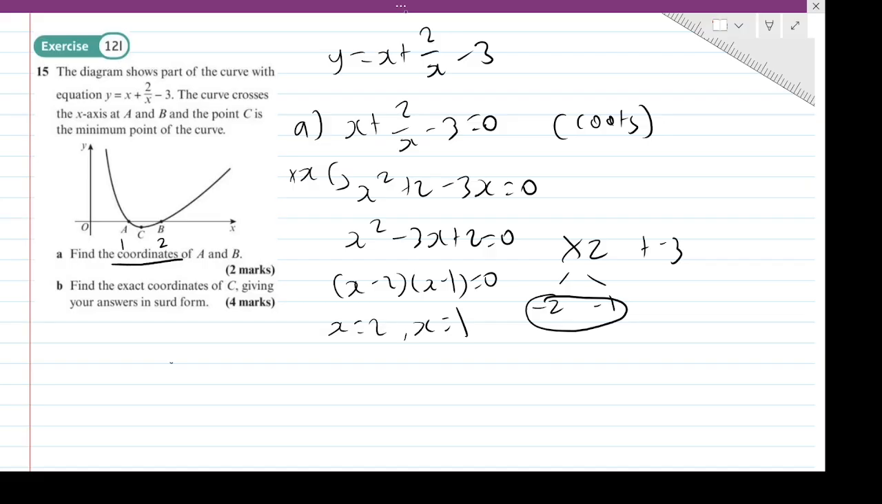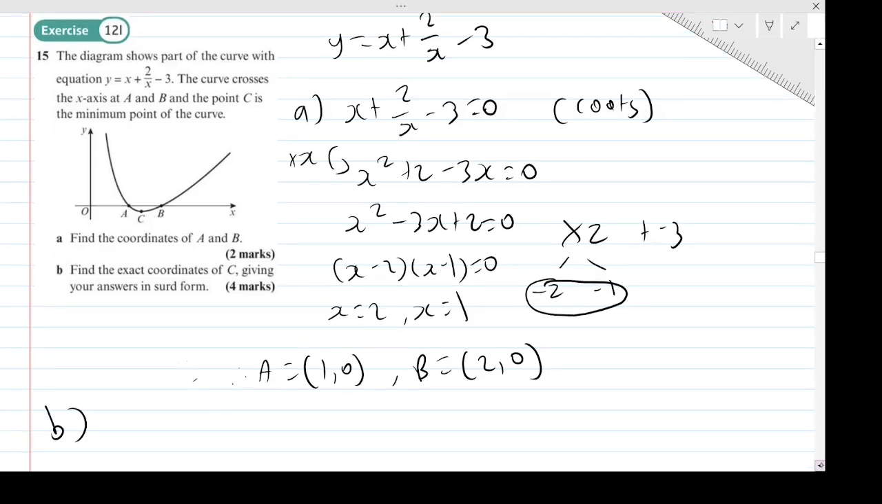But it's said to find the coordinates. Well, actually, y would equal 0 because it's on the x-axis. So therefore, A is x is 1, y is 0, and B is when x is 2, y is 0. And there we are. Part B then says to find the exact coordinates of C. Now what's special about C? It is a stationary point, right? As you can see, it's a minimum as well.